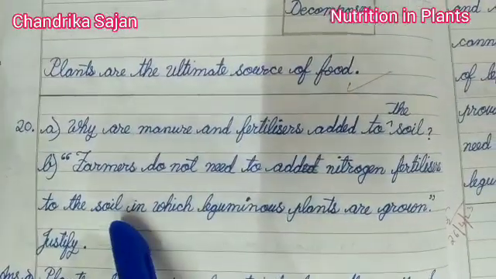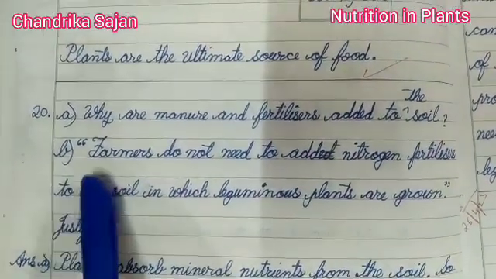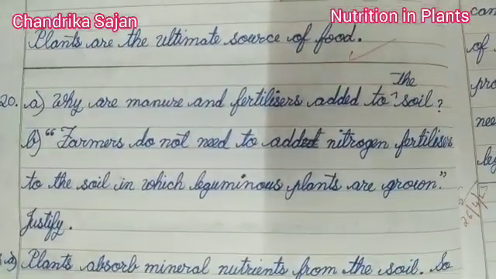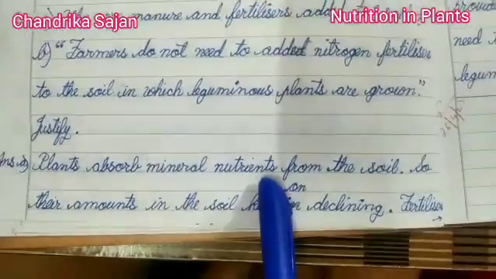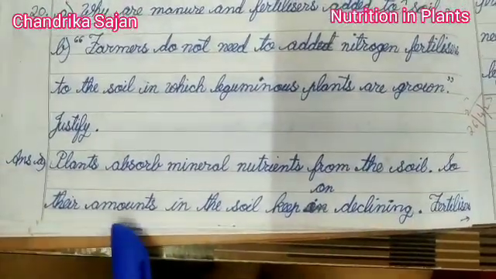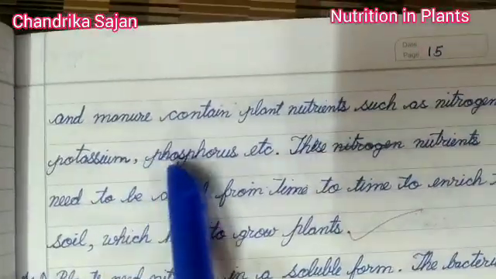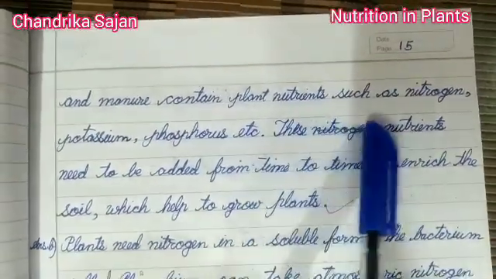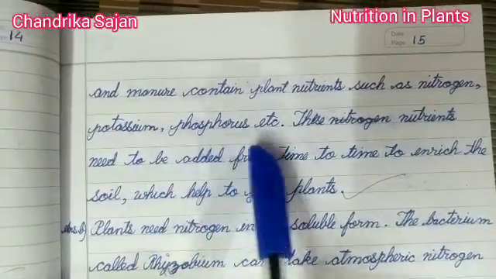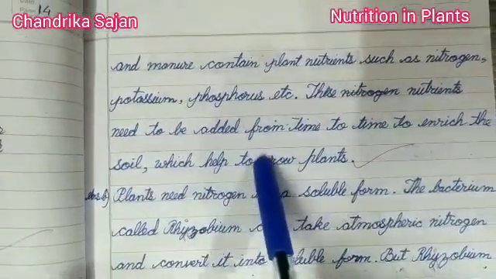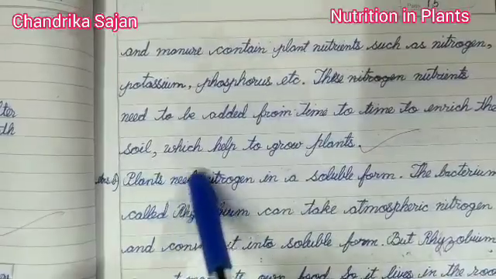Now the last questions, A and B. Why are manure and fertilizers added to the soil? Plants absorb mineral nutrients from the soil, so the amounts in the soil keep on declining. Fertilizers and manure contain plant nutrients such as nitrogen, potassium, phosphorus, etc. These nutrients need to be added from time to time to enrich the soil, which helps to grow plants.